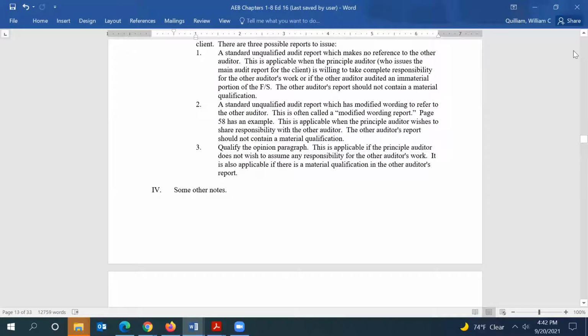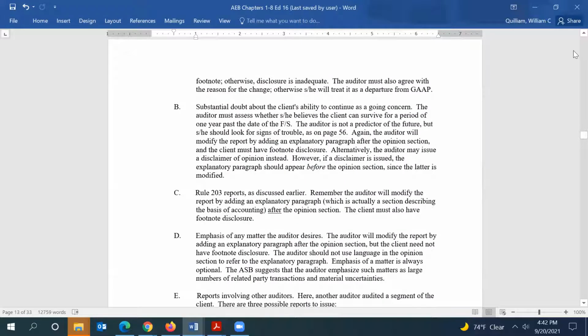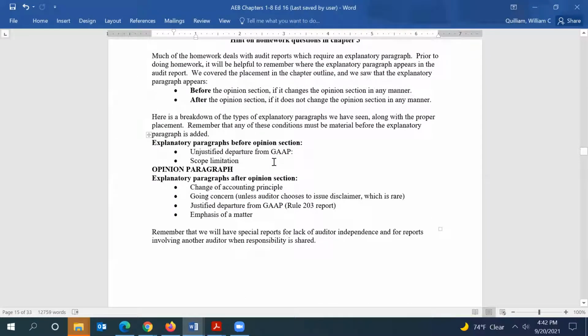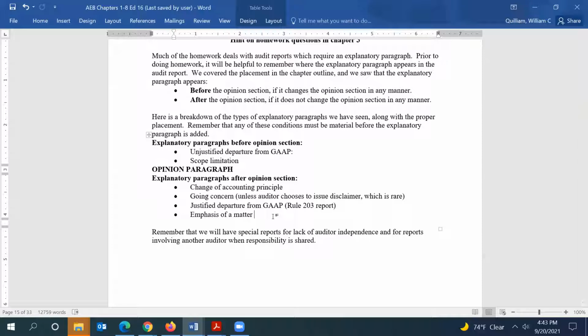But you did say the explanatory paragraph precedes the auditor's opinion if the opinion is modified. If not, that's when the explanatory paragraph would go after the opinion paragraph. And I haven't gotten to those cases yet, except for the justified departure from GAAP. So again, that's where the placement would be. Basically, these two explanatory paragraphs before the opinion section change the opinion section. And these four possible paragraphs would go after the opinion section because they don't change it.